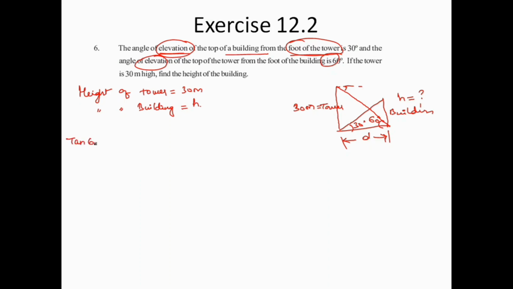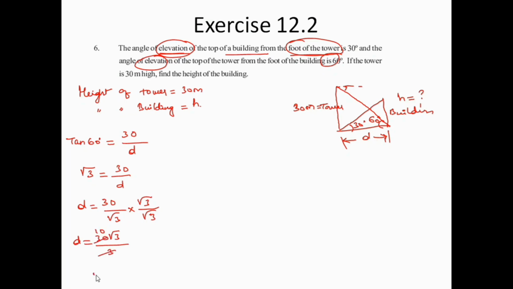From this figure I can write tan 60, the height opposite by the distance d. Tan 60 is root 3, equal to 30 by d. When I'm shifting this over, I will have d equals 30 by root 3. I need to rationalize the denominator here. So when I'm doing that, we are left with root 3 times 30 by 3. So d is at last equal to 10 root 3 meters only. I hope this is clear to you.